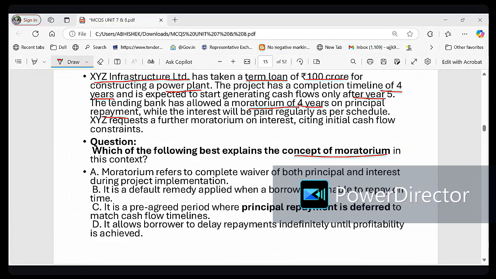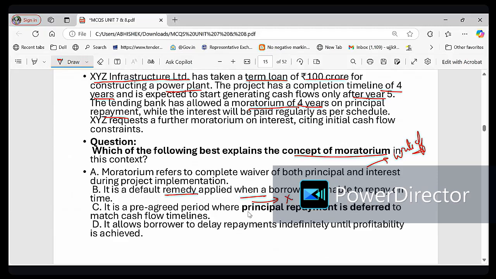Here we are talking about an infrastructure project. Option A is saying complete waiver of principal and interest. That is called a write off, right? Option B is saying remedy after a default. This is incorrect because moratorium is pre-planned. It is not a punishment, it is a grace period.